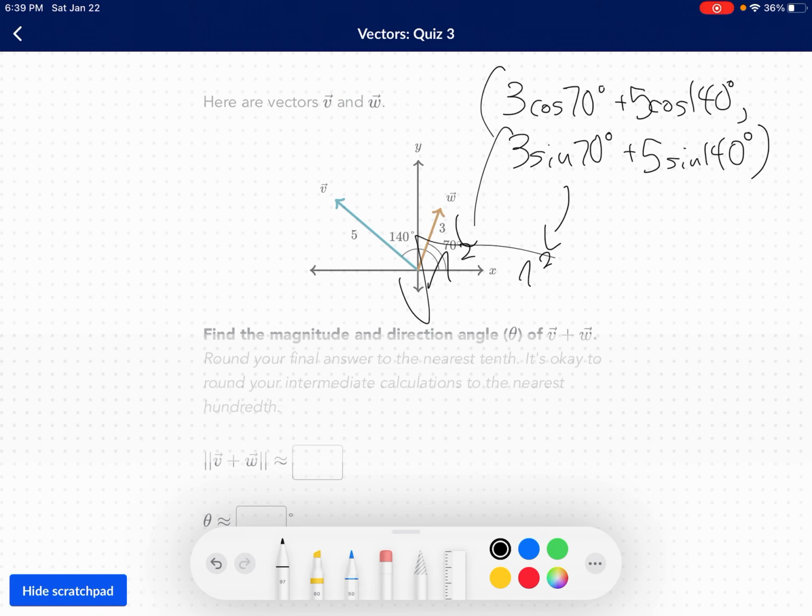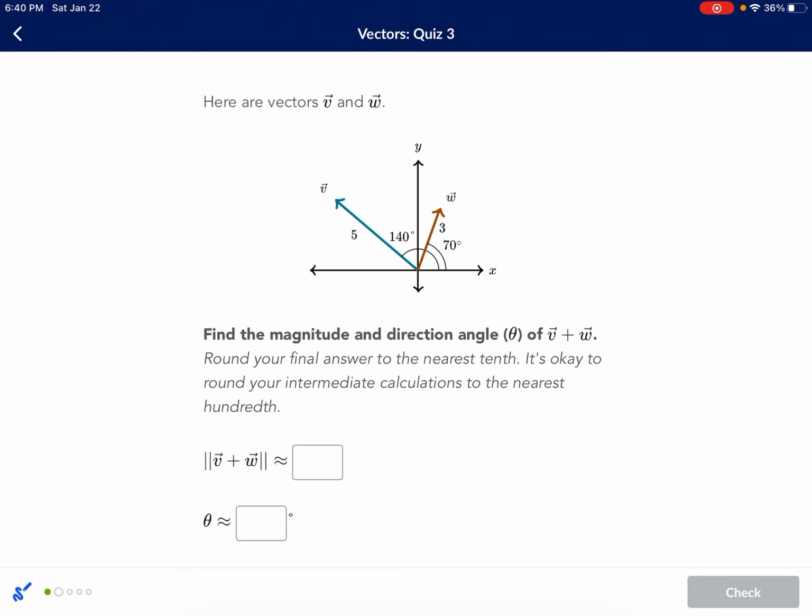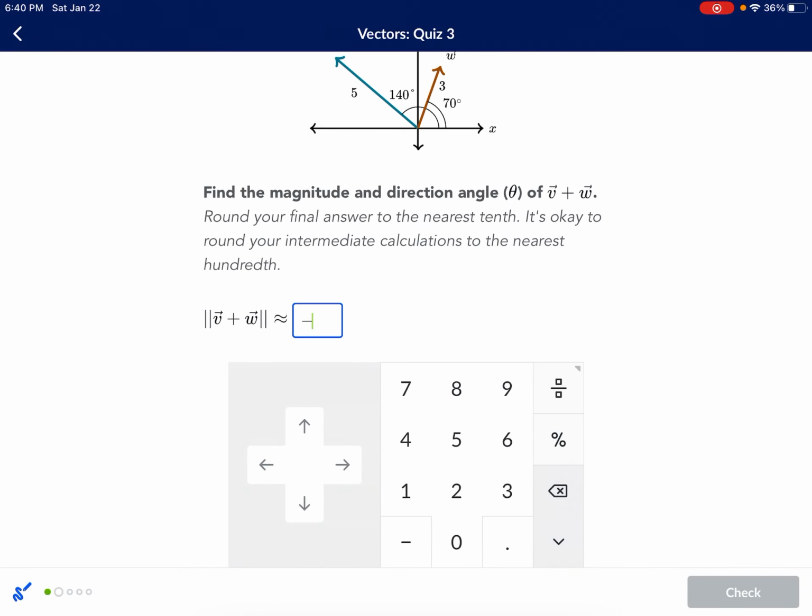And negative 2.80416 squared, and then take the square root of that. So I get that the magnitude is about 6.65 units.